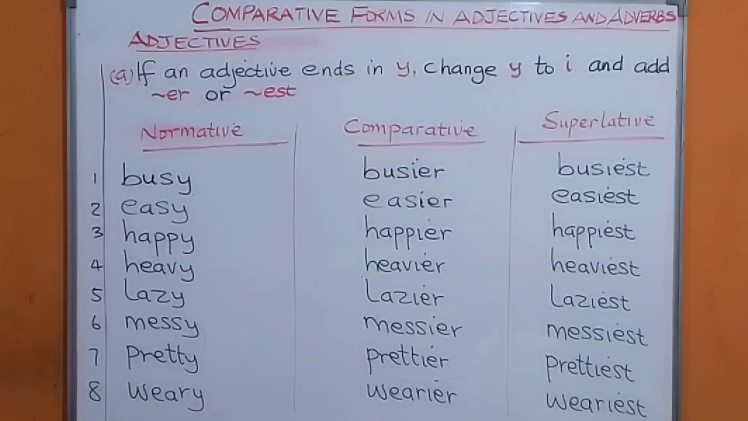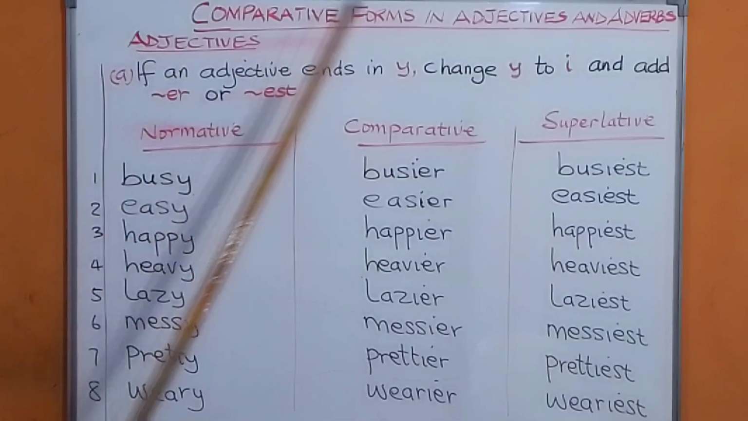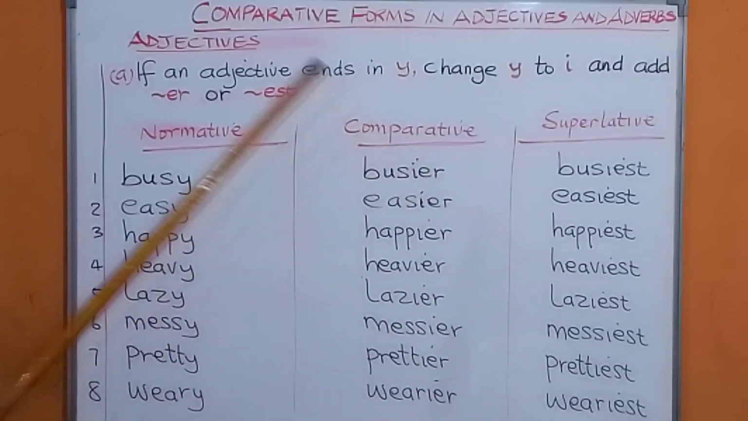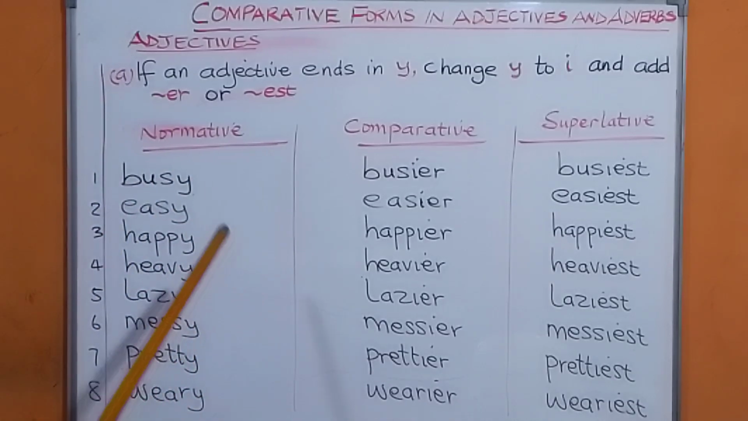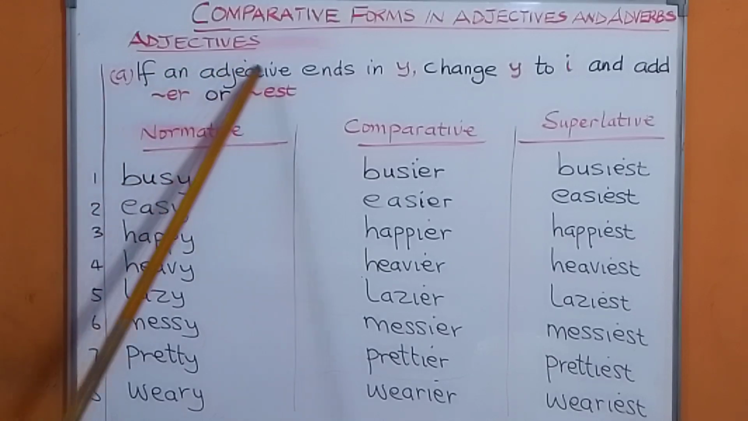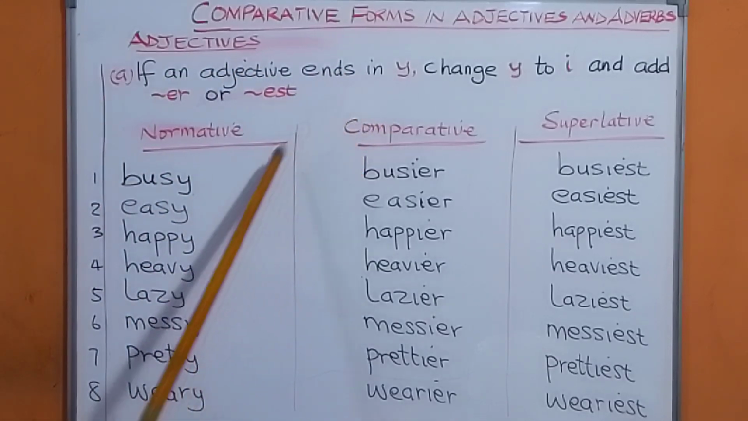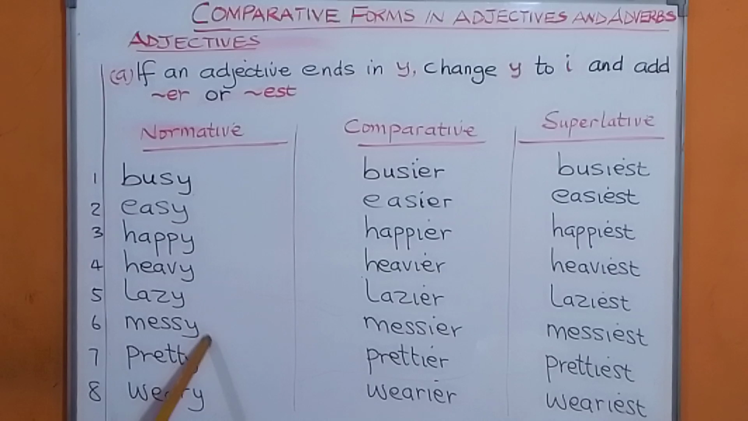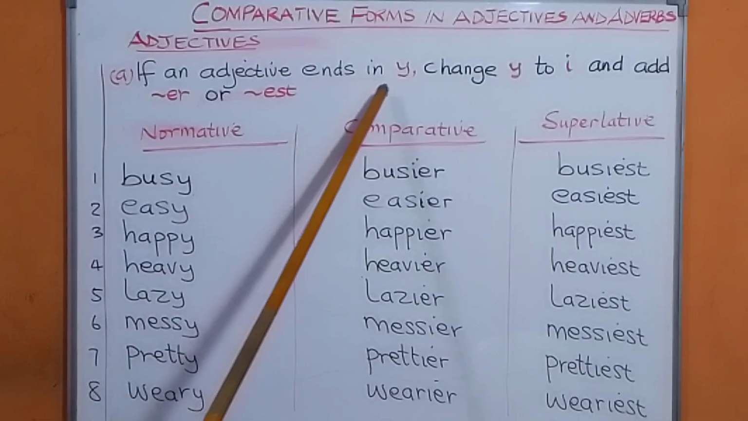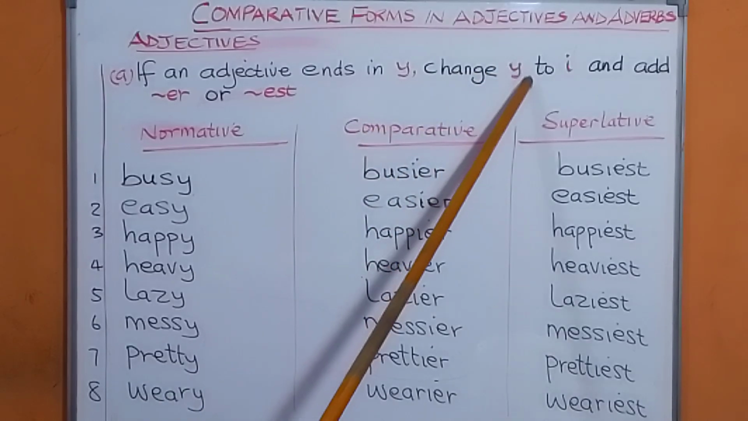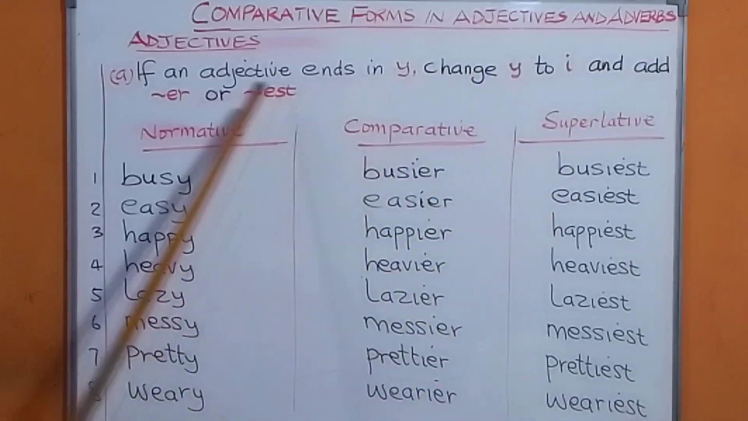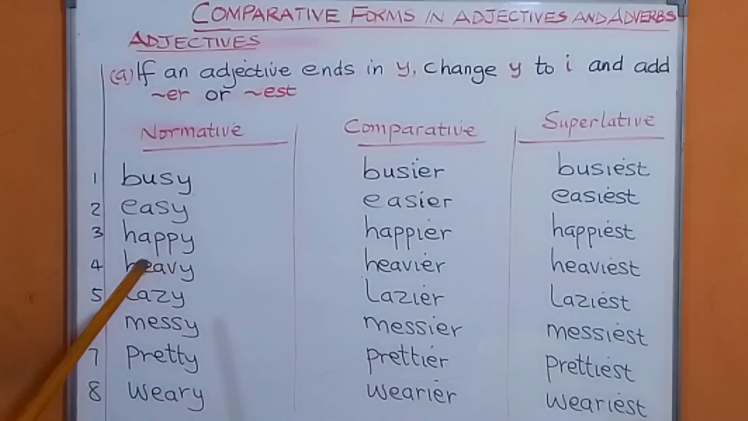Now, let's look at the first rule. We are taking comparative forms in adjectives before we do comparative forms in adverbs. Let's take the first rule now, and as we go on, we take other rules. First rule: if an adjective ends in Y, change the letter Y to I and add ER or EST.